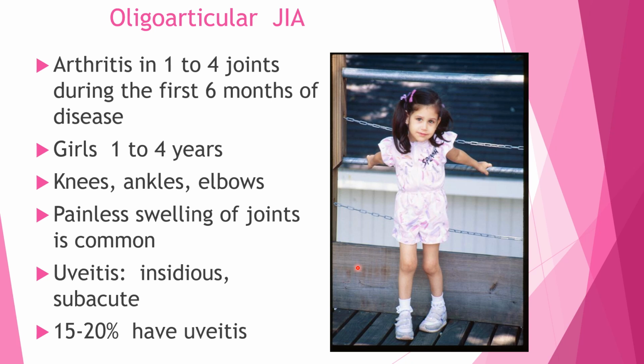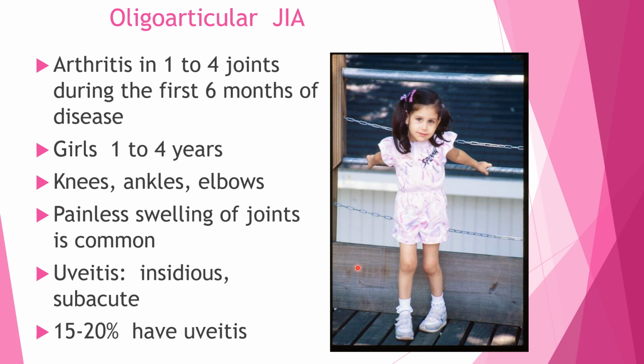The most important thing here is to exclude uveitis and make a frequent examination of the eye every 3 to 4 months, for example, because uveitis is very common, 15 to 20%, and it is usually insidious and subacute. The patient may not complain of uveitis until very late, which unfortunately may be irreversible.